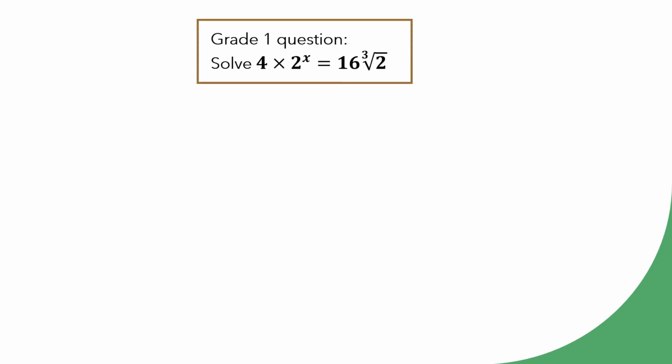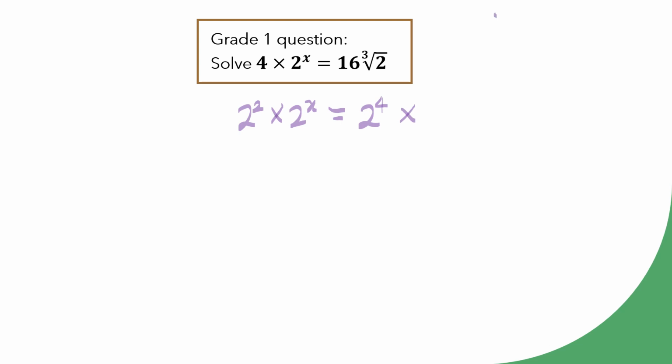So let's solve this question. Like what I've mentioned earlier, we just express all the numbers as base 2. So you can write 4 as 2 to the power of 2, and 16 is 2 to the power of 4.